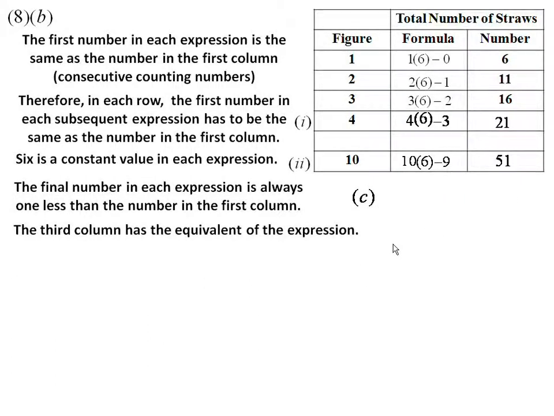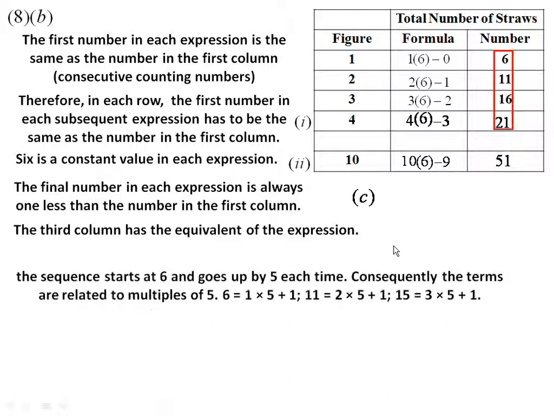And then what do we do next? The sequence starts at 6 and goes up by 5 each time. Consequently, the terms are related to the multiples of 5. So the first term is what? 6, which is 1 multiplied by 5 plus 1, which is 5 plus 1 is 6. What about 11? 2 times 5 is 10 plus 1. What about 16? 3 times 5 plus 1.